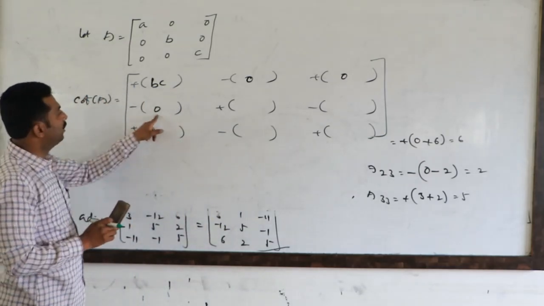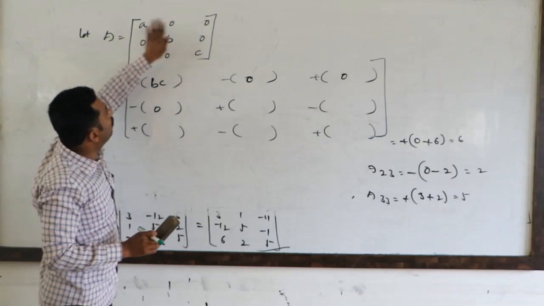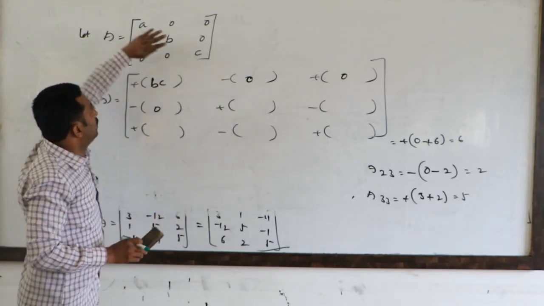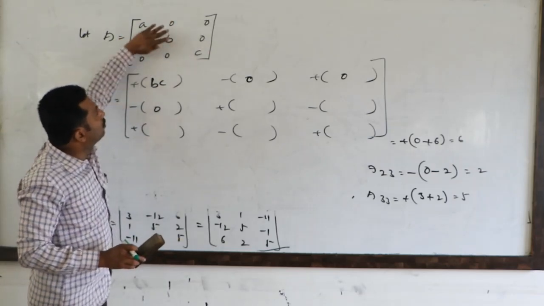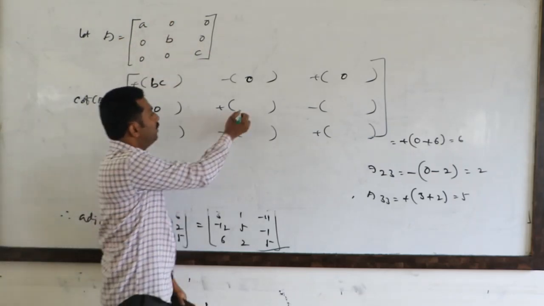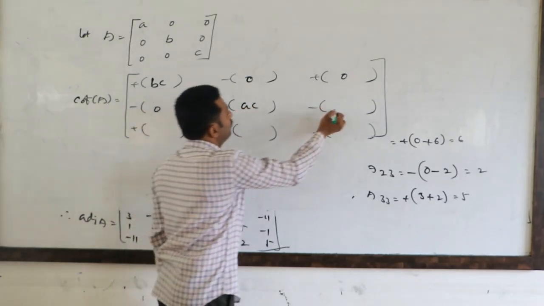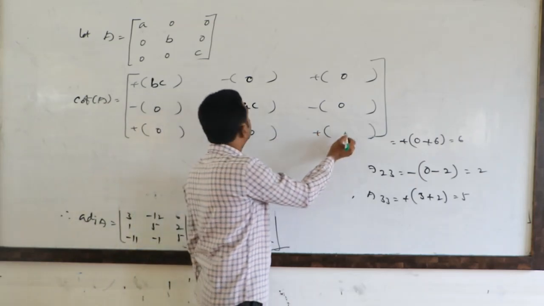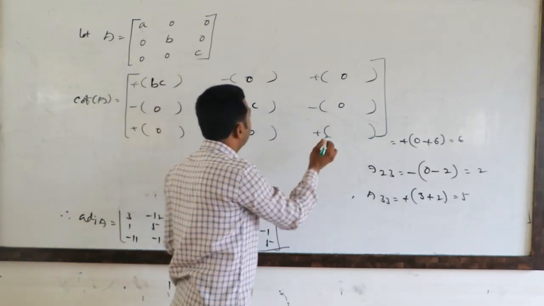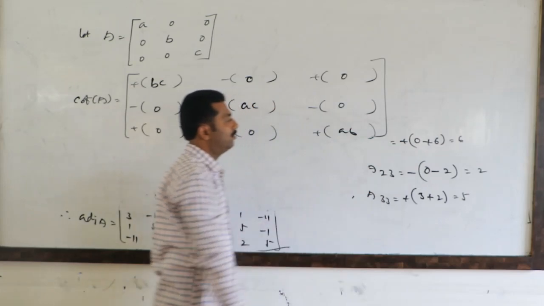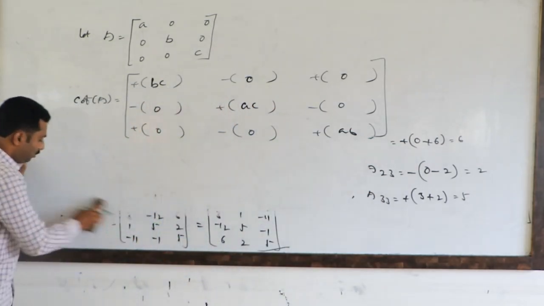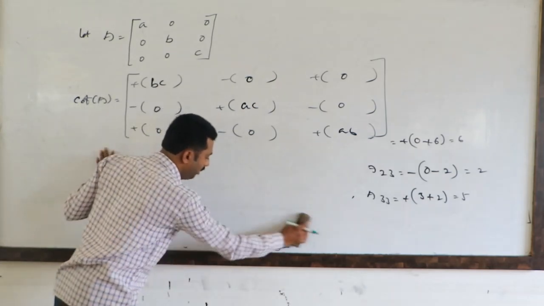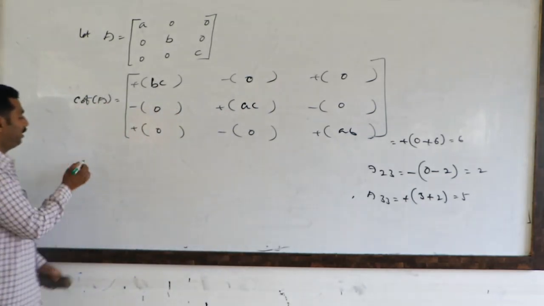If you want to check, second row, first column, if I close, 0 minus 0. This one you observe. Second row, second column, if I close, A into C, AC. Then this is 0, this is 0, this is 0. Third row, third column, nothing but AB will come. Therefore, what is the adjoint of A? Adjoint of A means how to calculate adjoint of A.